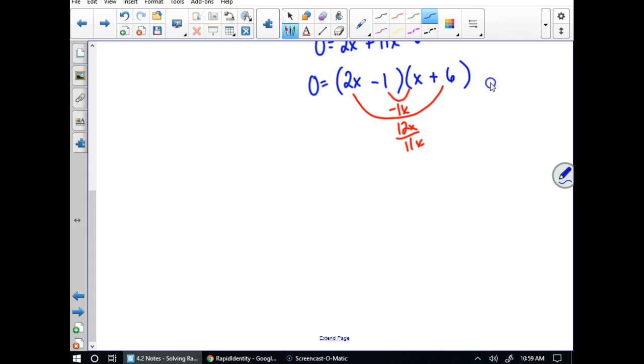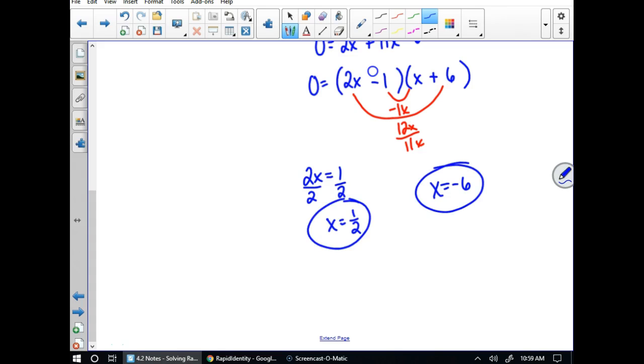Then we set each one equal to 0. This one's easy. It's x equals negative 6. Over here, you have a tiny equation to solve. It's not going to be positive 1. It's going to be 2x equals positive 1, and then you divide by 2. So x equals 1/2. So you get positive 1/2 and negative 6.